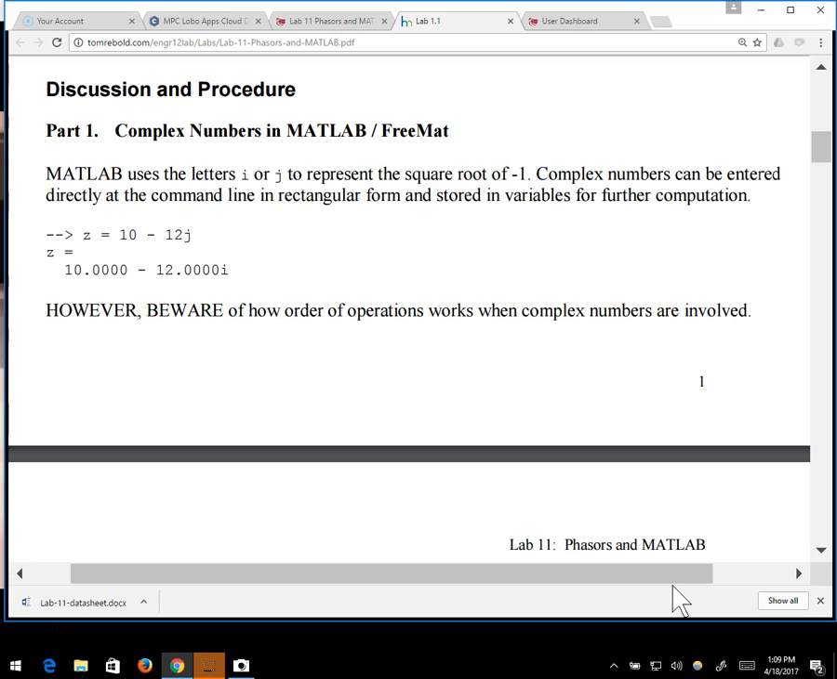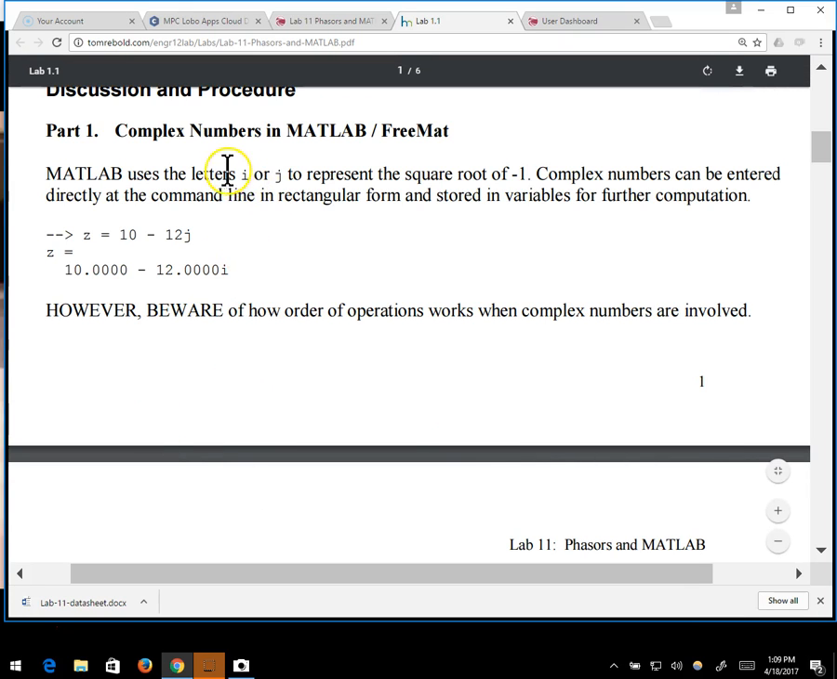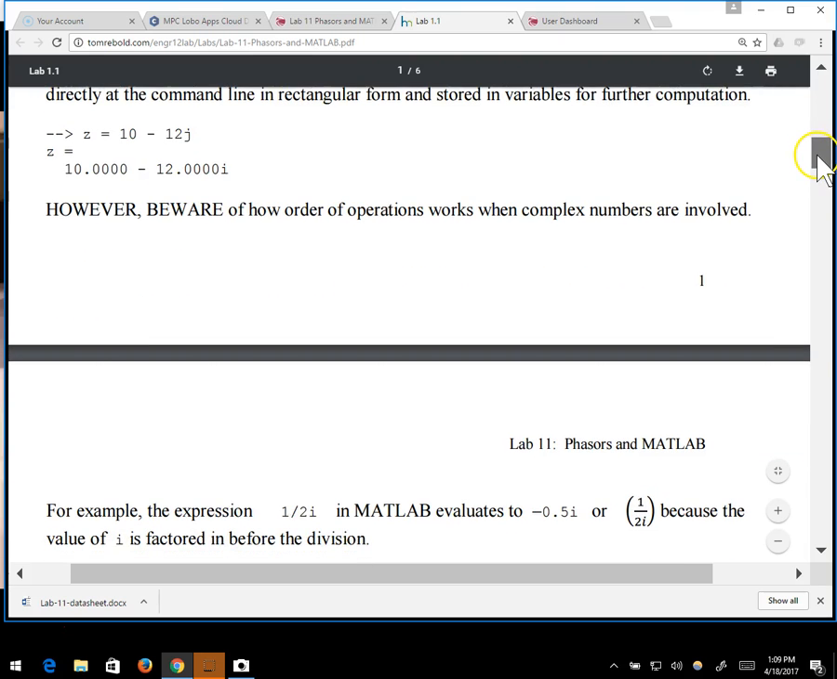So in MATLAB, you can use i or j for the square root of -1, but we tend to be using j for circuits. So you can define a complex variable z equals 10 minus 12j, like that.